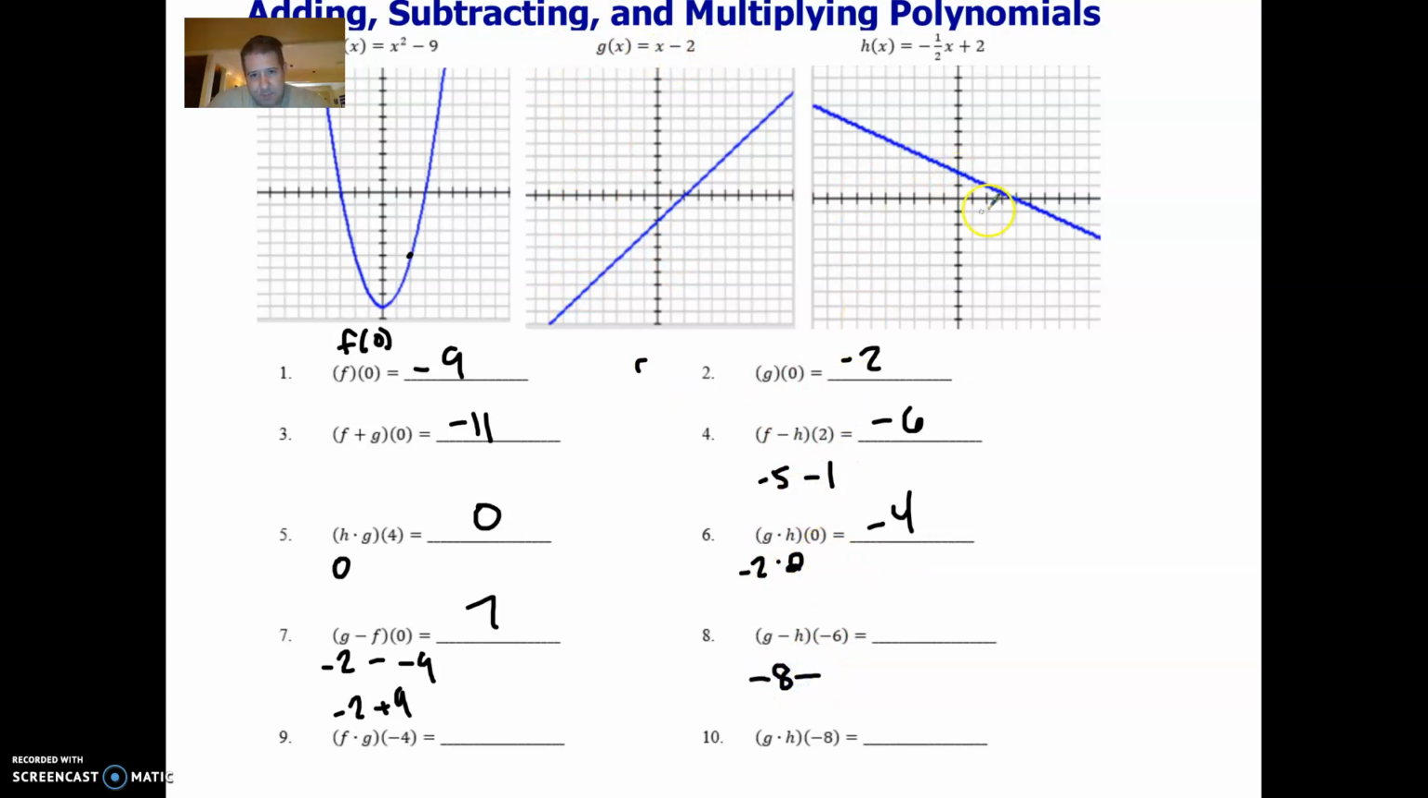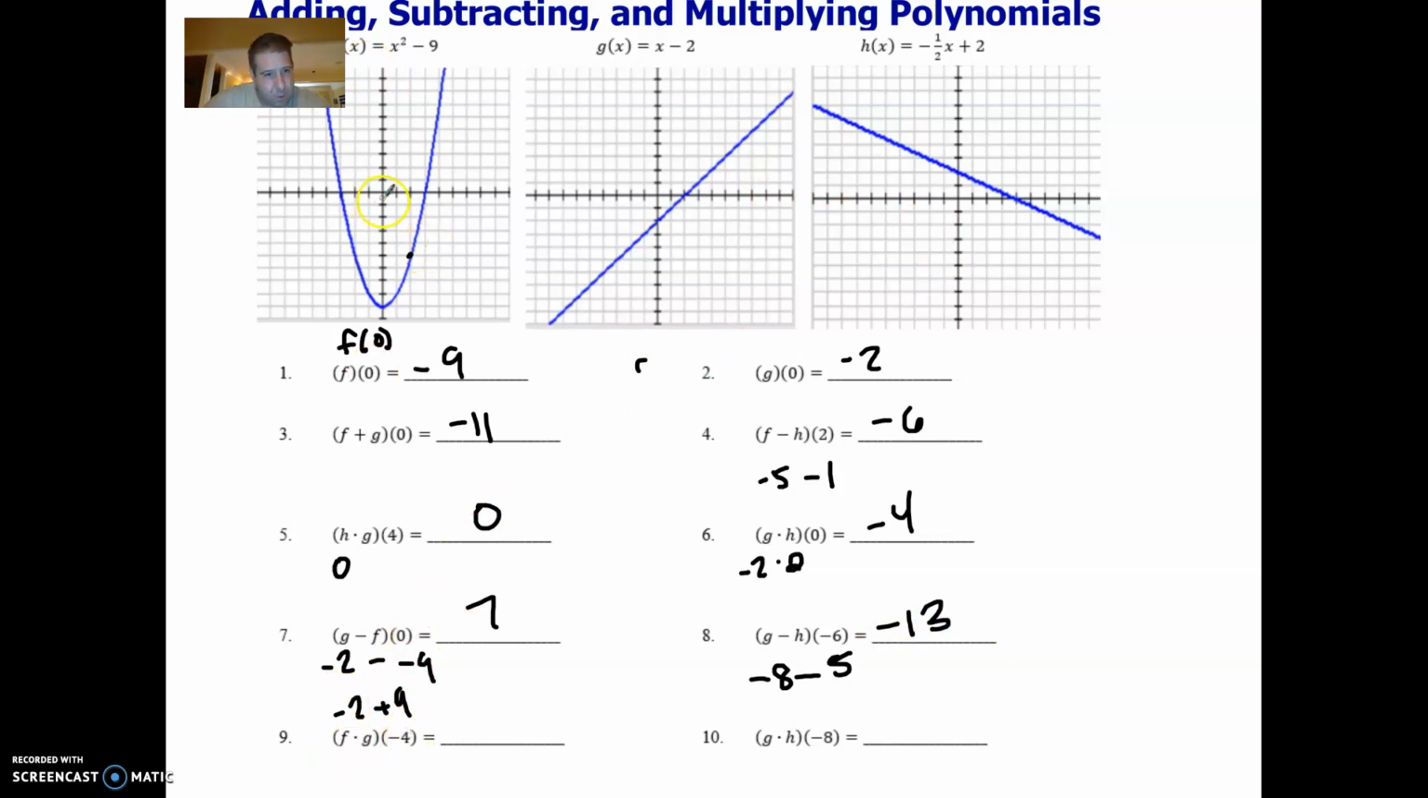Minus h of negative 6. I'm going to do the same thing up here. Negative 6, well, negative half of that, half of negative 6 is 3, and negative times a negative is a positive, so it's positive 3 plus 2 makes 5. Negative 8 minus 5 makes negative 13. Voila, a little bit easier than counting the blocks. You can do it either way.